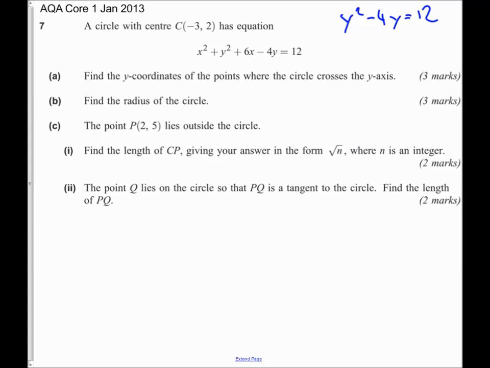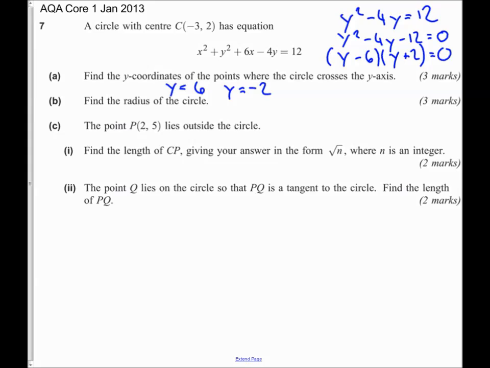And now we just have to solve this quadratic. So I'm going to say y squared minus 4y minus 12 equals 0. And then this will factorise to (y minus 6)(y plus 2). It's always worth expanding your brackets once you factorise because it's so much easier to expand brackets than to factorise. And I can say y equals 6, y equals minus 2. Nice simple 3 marks there.